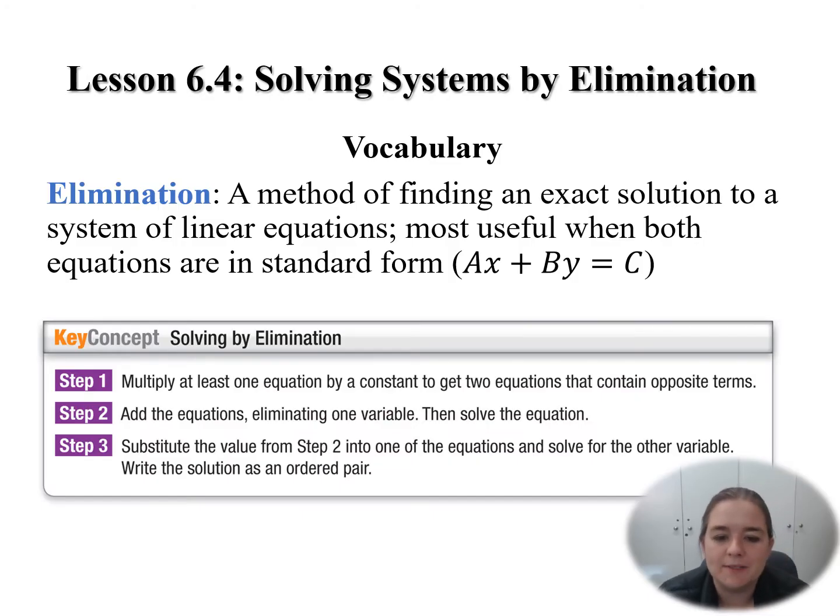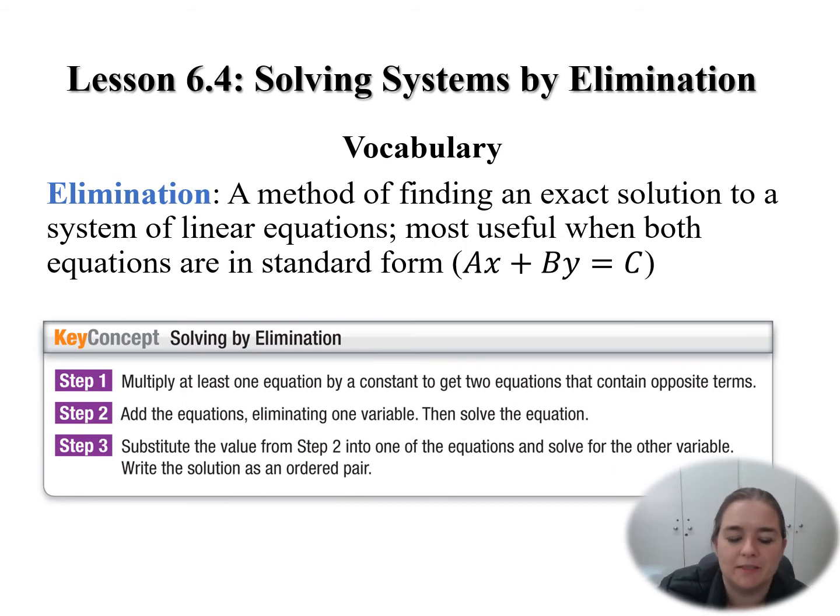No new vocab. This is the same term as yesterday, but this time our steps are slightly different. You can choose to rewrite them or you can just read through them with us now. We need to multiply at least one equation by a constant to get two equations that contain opposite terms. This is the piece that's different from yesterday. We're going to have to multiply an equation. But then the next two steps are the same. We add them together to eliminate one variable and solve, and then we take that value and plug it back into one of the equations to solve for the other piece.